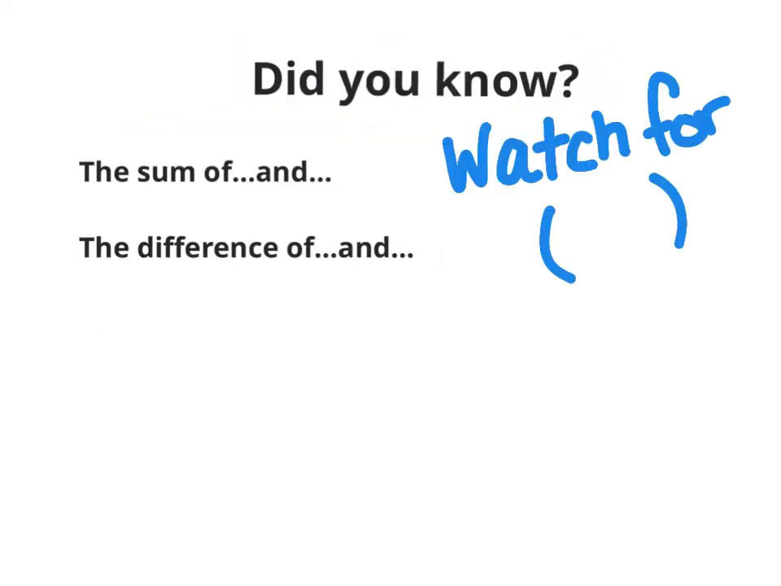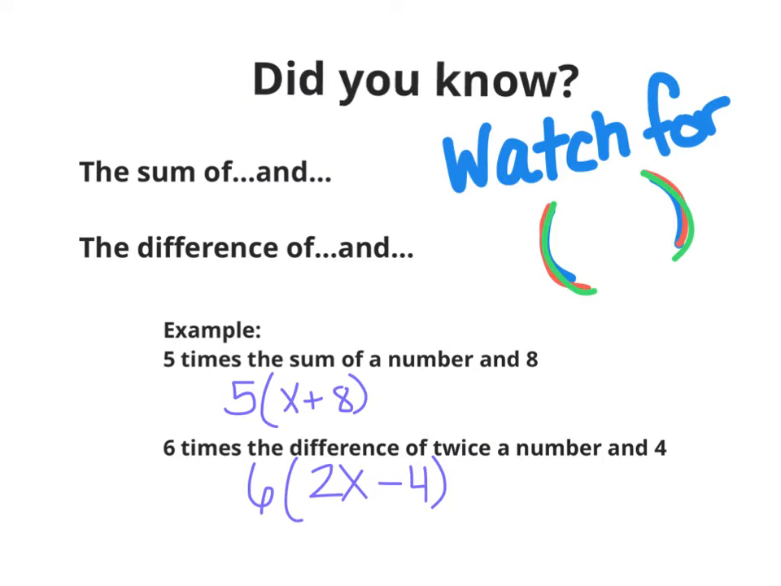I'm going to let you guys in on a little secret here. When you see things like the sum of or the difference of, there may be parentheses needed. That might be a clue that we're looking for something where we'll have our parentheses. So what I would do is highlight when I see this 5 times the sum of and the word and, okay, the sum of and, and it's going to tell me what I'm adding in between there. So I'm doing 5 times the sum of a number and 8. So I'm adding x plus 8. And also that tells me maybe where my parentheses will go with this, and then I'm multiplying that by 5.